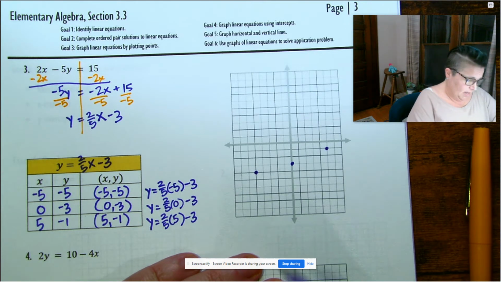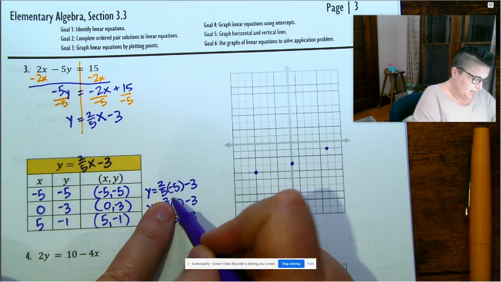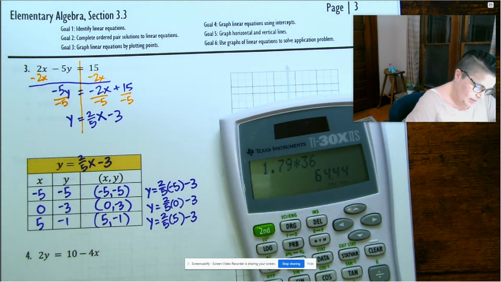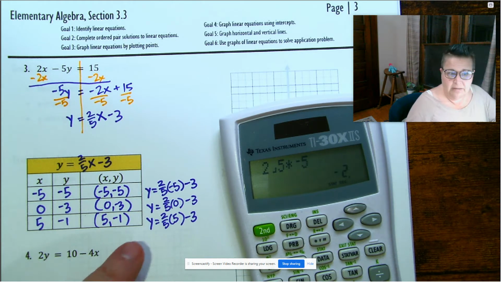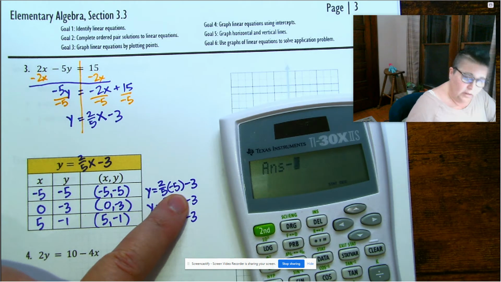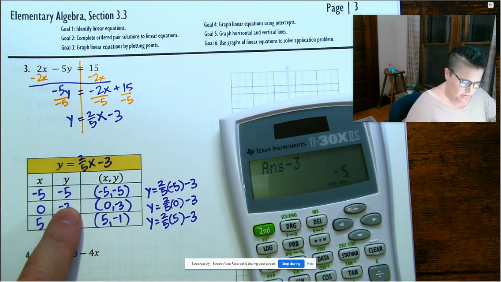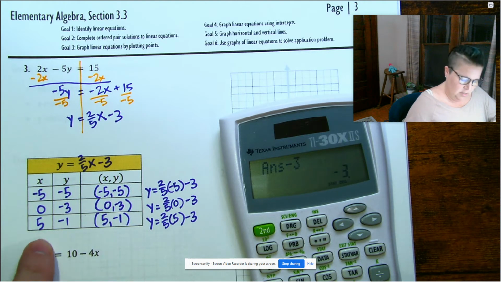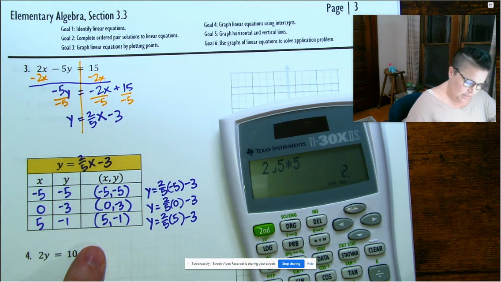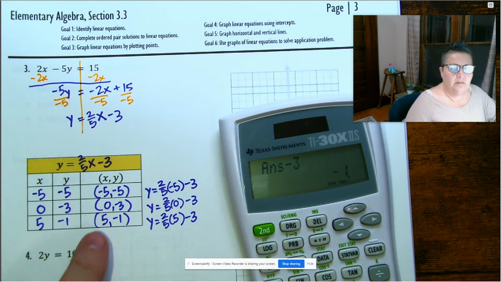So I'll recheck the math. 2/5 of negative 5, that's a negative 2. If I'm not sure, I pull out a calculator and I do 2/5 times negative 5. Yep, that's a negative 2. Minus 3 more. That's a negative 5. So that's right. 2/5 times 0 is 0. Minus 3, negative 3. Okay. Then I need 2/5 times 5. Yep, that's 2 minus 3. That's a negative 1. Okay.